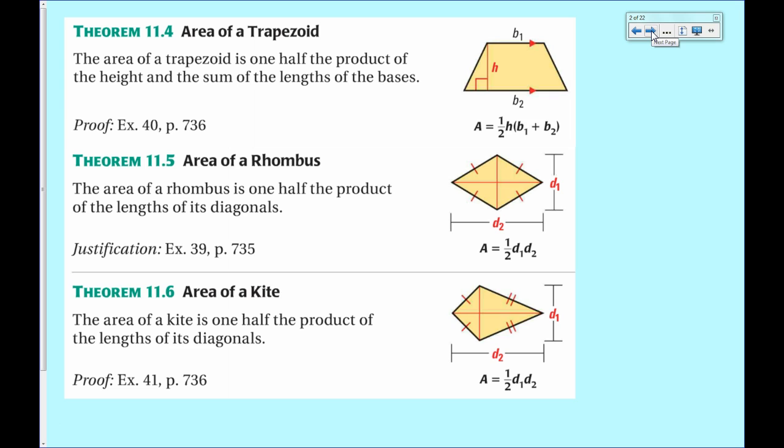We've turned a triangle into a parallelogram, and then turned that parallelogram into a rectangle, and then we've turned the rectangle into a square. So we can use that knowledge that we know the area of a triangle and a parallelogram to help us figure out the area of a trapezoid and a rhombus and a kite.